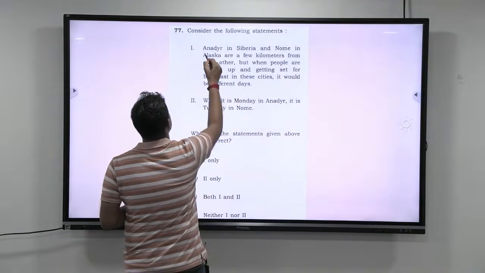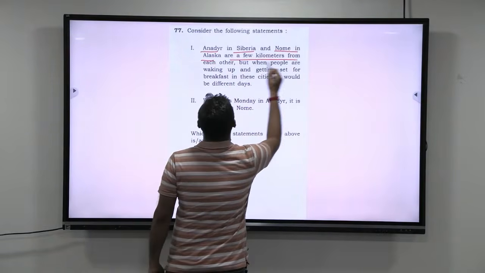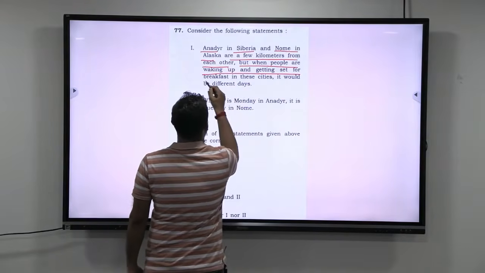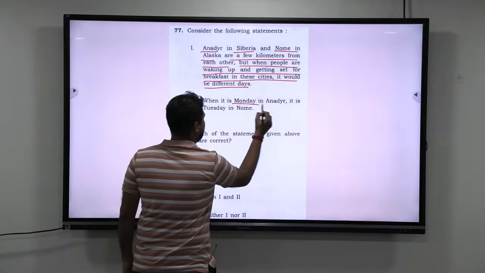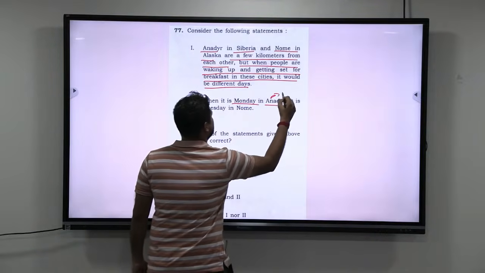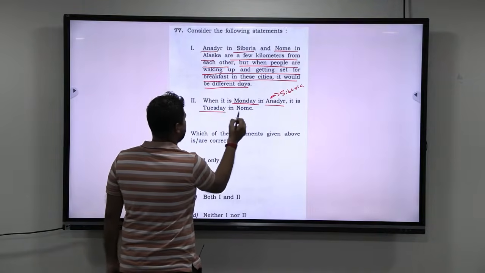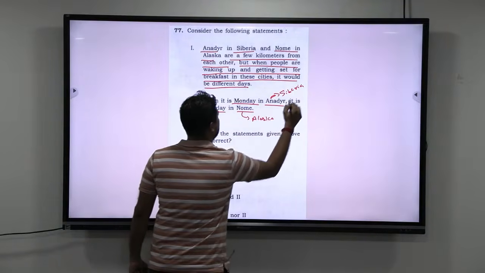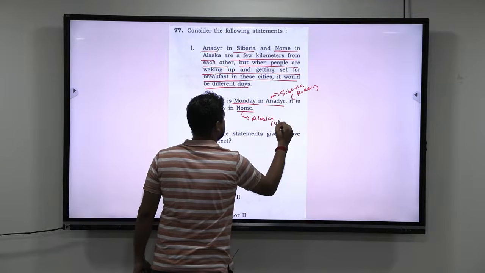Consider the following statements. Anadir in Siberia and Nome in Alaska are a few kilometers from each other, but when people are waking up and getting set for breakfast in these cities, it would be different days. When it is Monday in Anadir, right here only, Anadir is in Siberia, it is Tuesday in Nome. So Nome is in Alaska. If you feel that you will get confused, just write here Russia and this is USA.